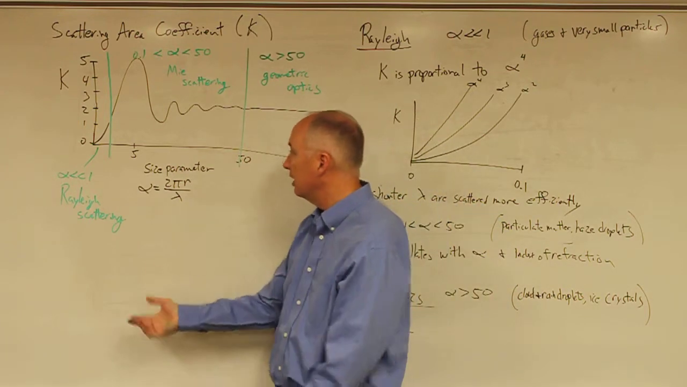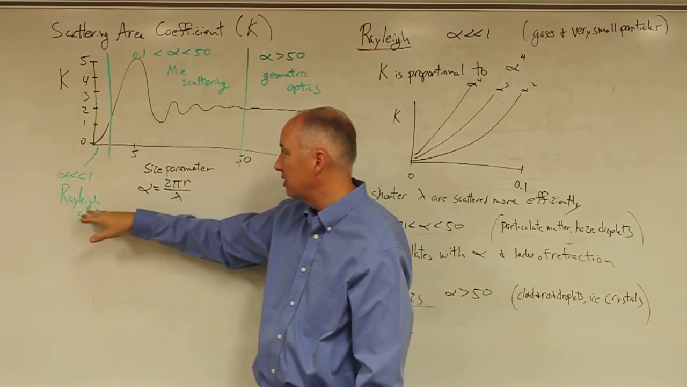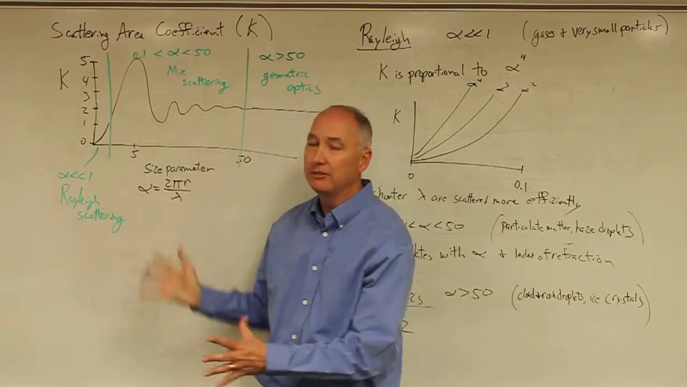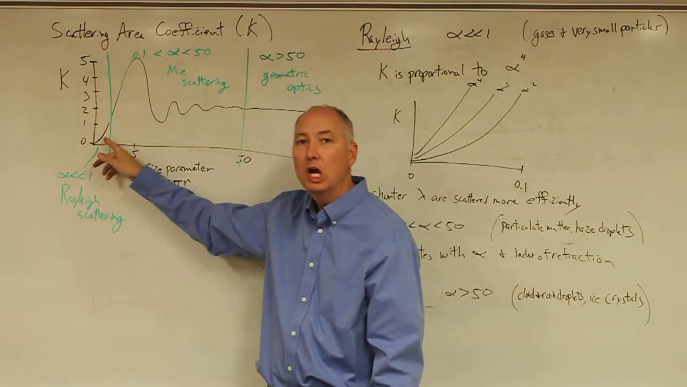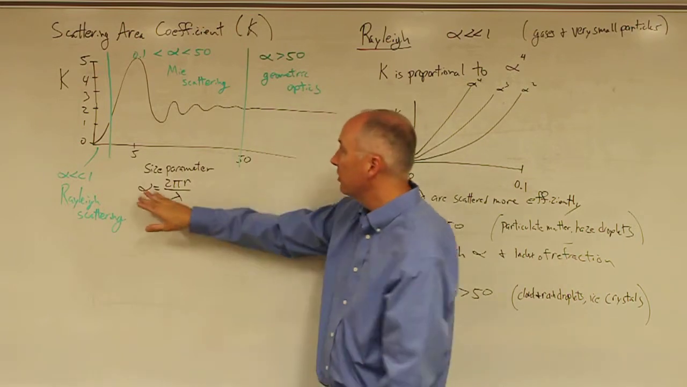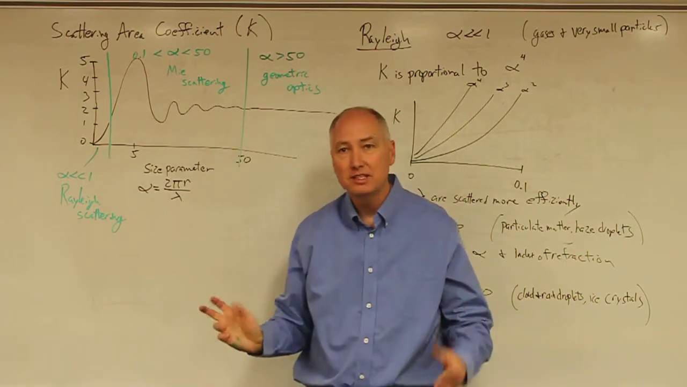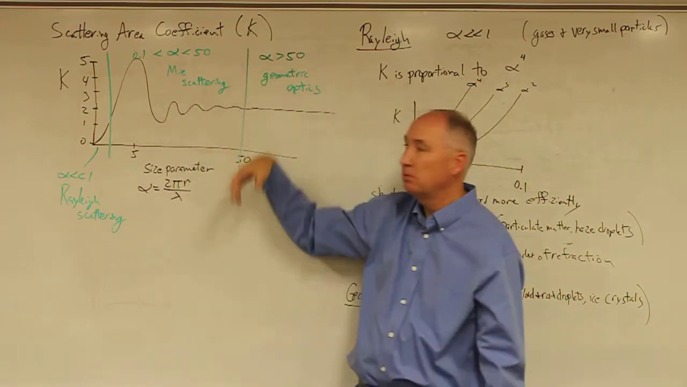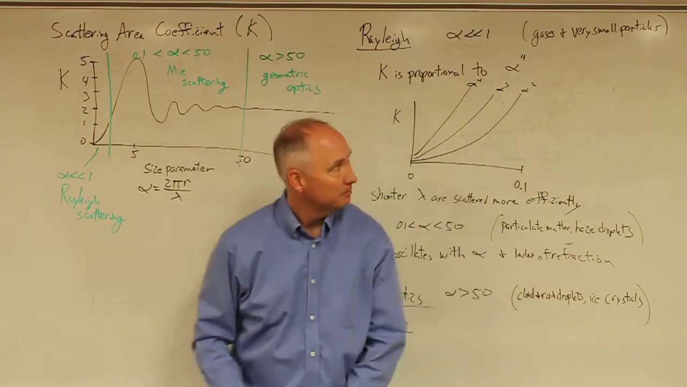We basically define this into 3 groups. When the size parameter is much, much less than 1, we refer to that as the Rayleigh scattering regime. When the size parameter is between about 0.1 and 50, we refer to that as the Mie scattering regime. And when the size parameter is greater than 50, we refer to that as geometric optics.